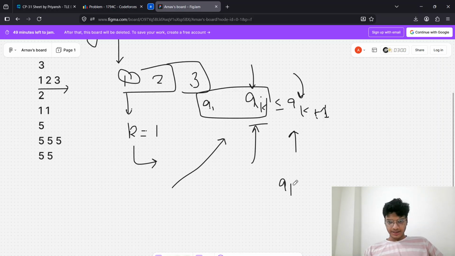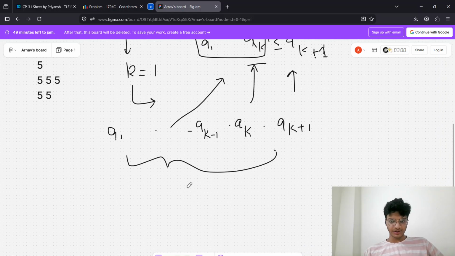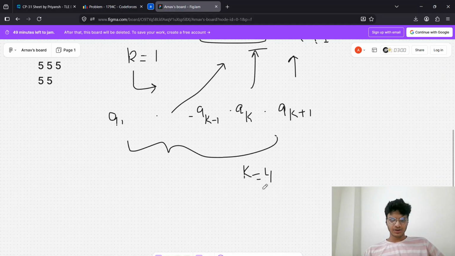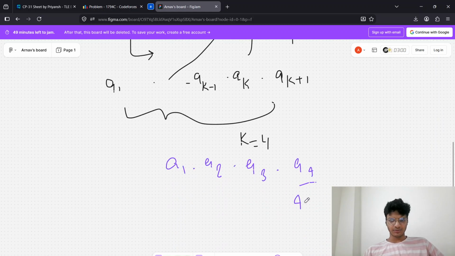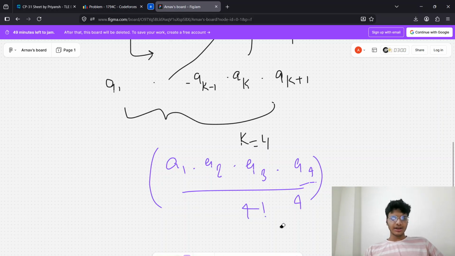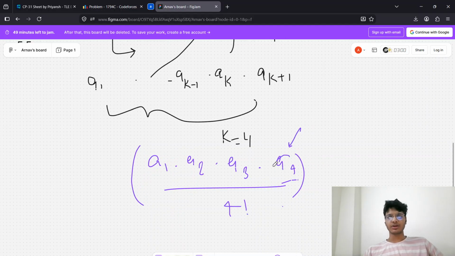So it will be like if we choose the whole subarray, A of K, A of K minus 1, up to A of 1. Or in a better way to explain this, let's suppose K is equal to 4. So it means A1, A2 into A3 into A4 divided by the whole 4 factorial. One thing to be noted is that to get the maximum value, we will always try to take the maximum element so far, that is A4, in our subsequence.